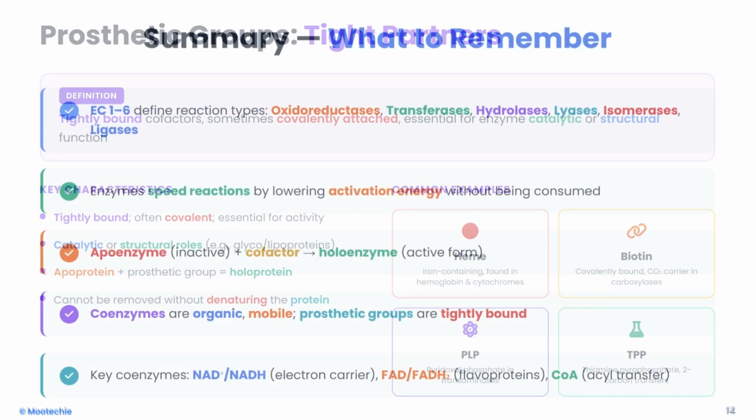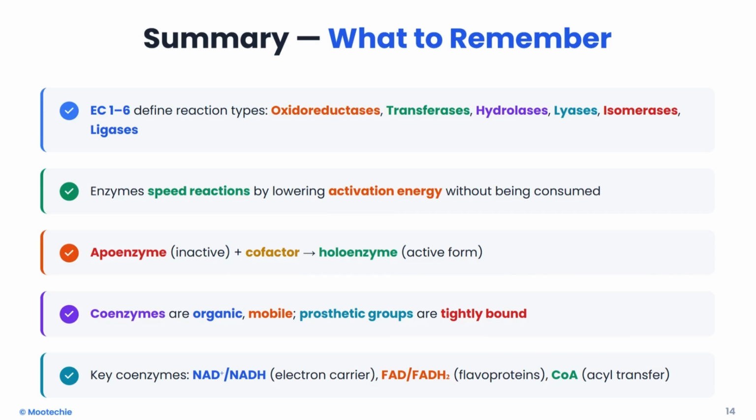The transformation, apoenzyme, which is inactive, plus a cofactor, gives you the active holoenzyme. And remember the distinction, coenzymes are organic and mobile, while prosthetic groups are tightly bound. Our key coenzymes are NAD+, NADH as an electron carrier, FAD, FADH2 in flavoproteins, and CoA for acyl transfer.